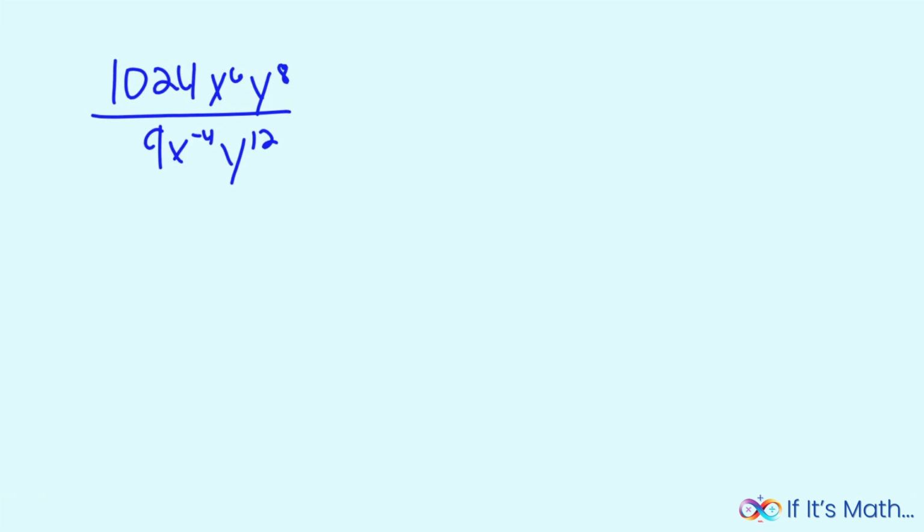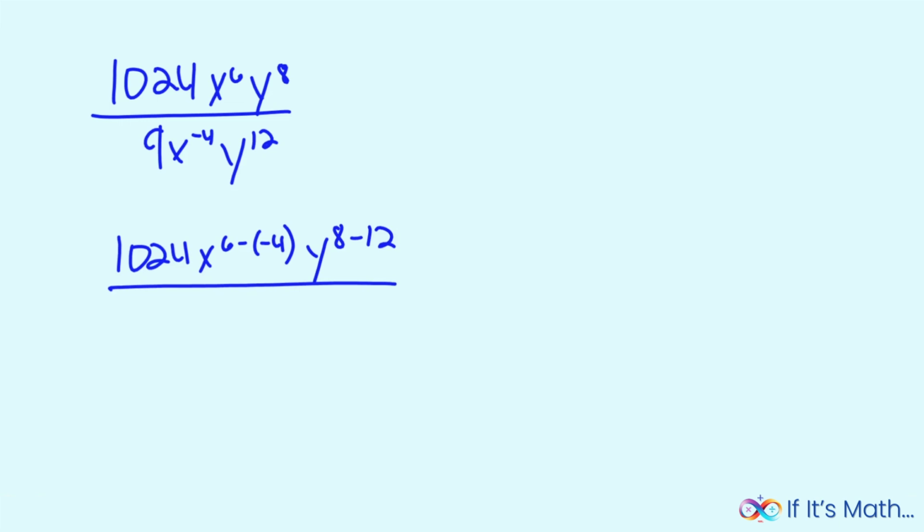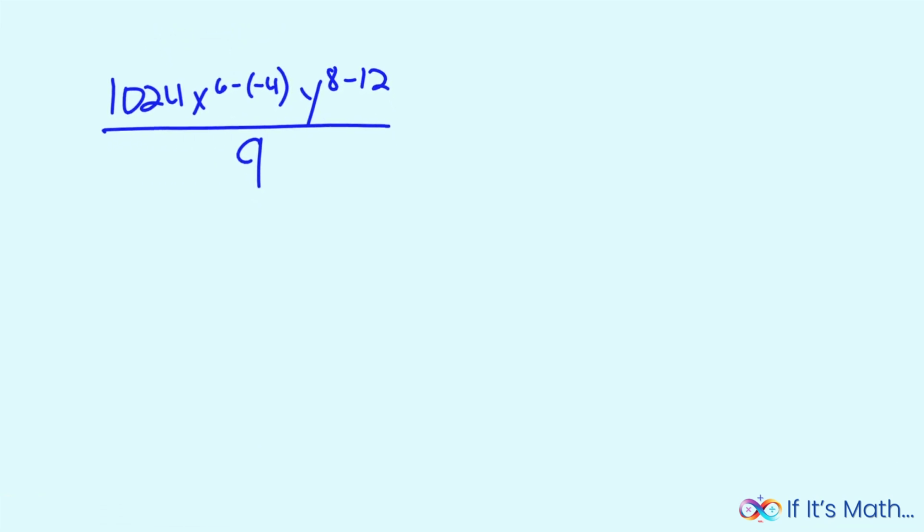We will end up with 1024 x to the 6th minus negative 4, y to the 8th minus 12, divided by 9. Okay, so now let's go ahead and do that math out. So I'll have 1024 x to the 10th, y to the negative 4th, all divided by 9.